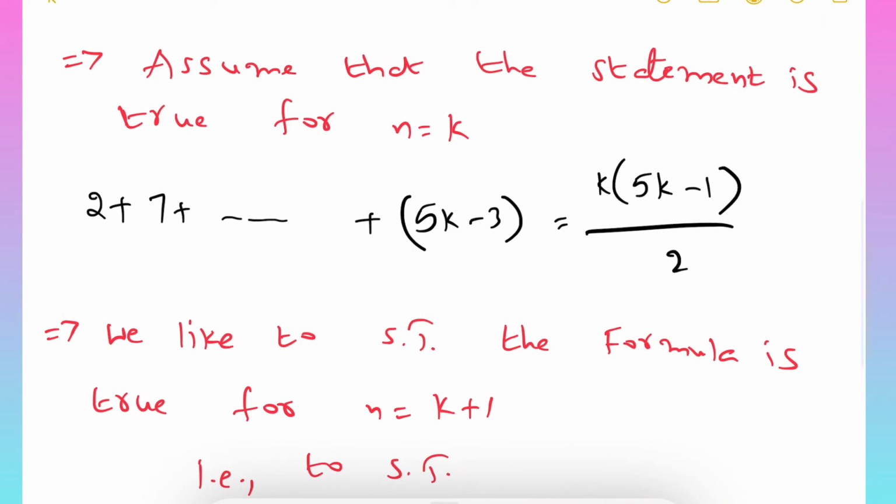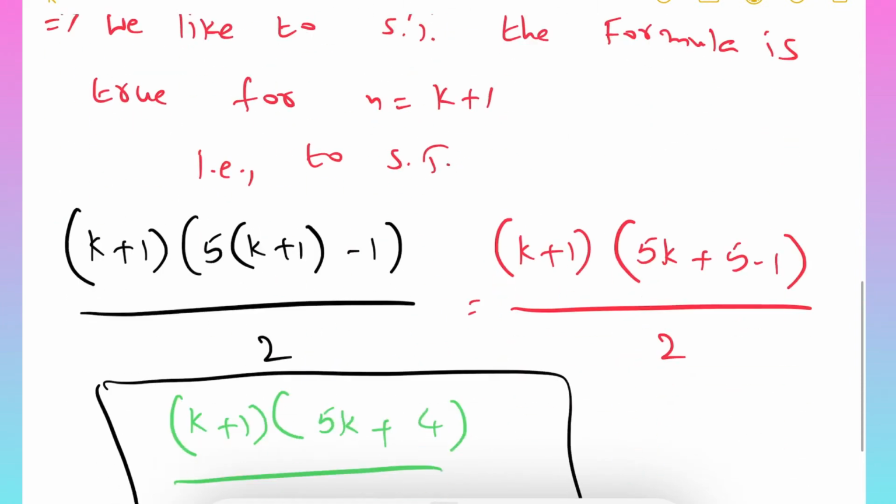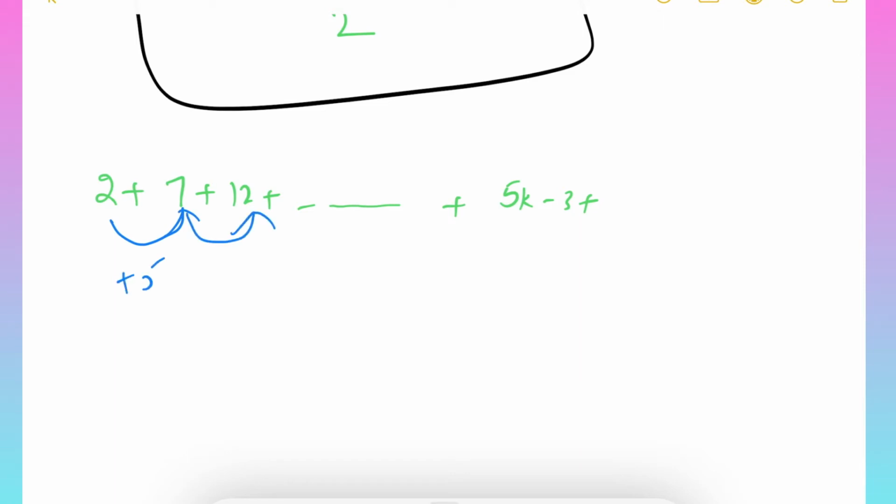In the second step we have 2 plus 7 plus and so on plus 5k minus 3. Write that as it is here: 2 plus 7 plus 12 plus and so on plus 5k minus 3. Now we need to write the next term in this. Let us observe. From 2 to 7, from 7 to 12, what is the difference? It is 5. So for 5k minus 3, I need to add 5. So we get 5k minus 3 plus 5.